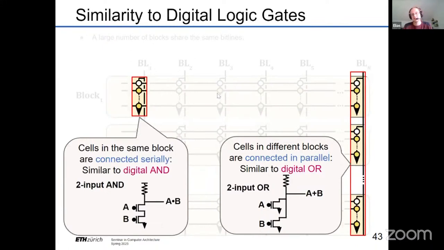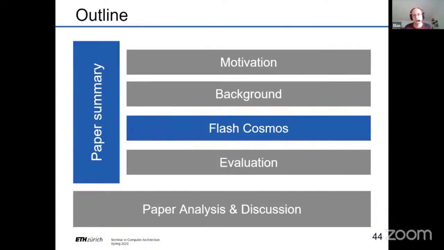Okay, I assume it's clear. So to repeat, we use the serial connection of flash cells as an AND gate, and we use the parallel connections of multiple NAND strings onto a bit line as an OR gate. So that was the background.